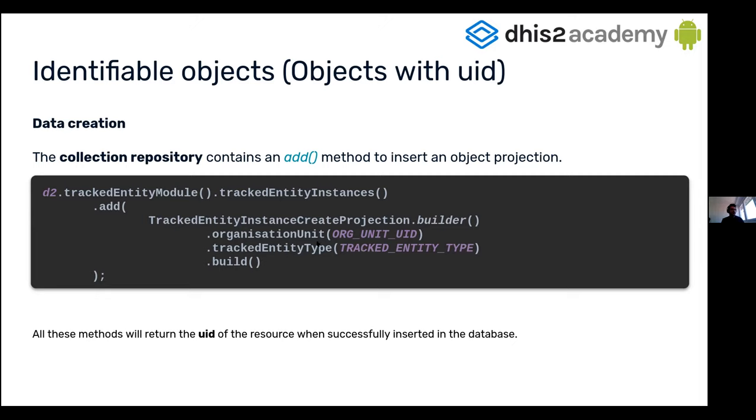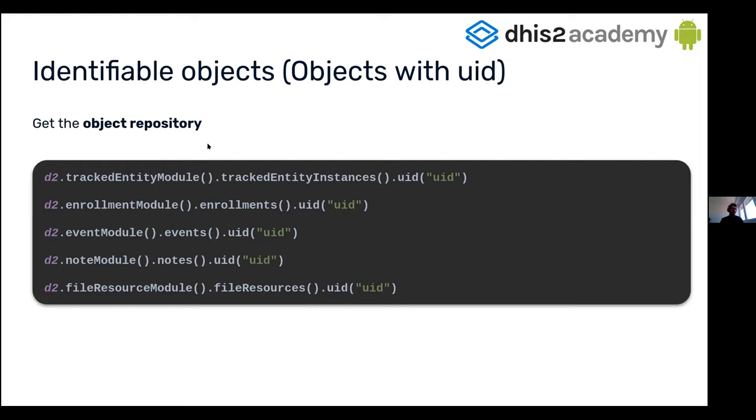So for example, here in this code snippet, we have the tracked entity instance projection that only needs two fields, the organization unit and the tracked entity type. This is the minimum information required to create a tracked entity instance in the system. So in the repository, we have an add method that accepts this projection and returns a UID. So once you create the object using this projection and you get the UID, now you can use that UID to access the tracked entity instance or enrollment or event or whatever, and modify and change a field or delete it or update anything.